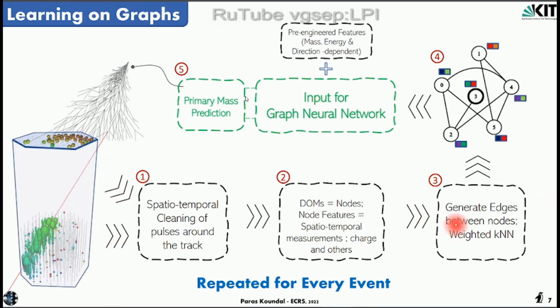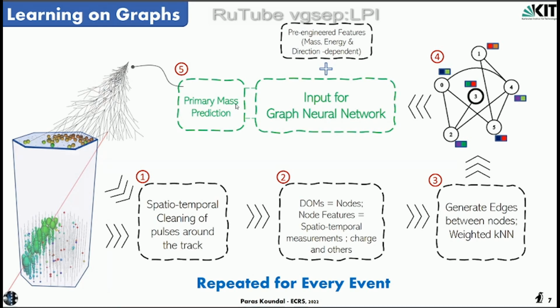And then we generate the edges, which are also important for graph neural networks, to share information among the detectors or the nodes. These are weighted KNN connections. To each node, I connect some k neighbors, which becomes a hyperparameter for the network. And these are weighted by their spatial separation. So if the detectors are close, they're given higher weight. And then you get a graph like this. This becomes the input for the neural network, whatever the complex architecture is here. And then finally, the primary mass prediction is done.